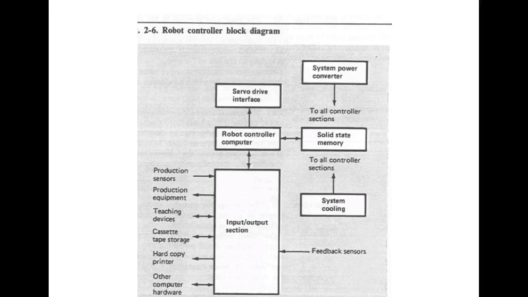This is basically the makeup of the controller. We have an input-output section where we hook up our production sensors, production equipment, the teaching device, and mass storage devices. This says cassette tape, so you can tell how old this one is. When's the last time y'all saw a cassette tape? Some of y'all probably don't know what a cassette looks like. If it supports a printer, it would hook up here, and then other computer hardware would go to this.